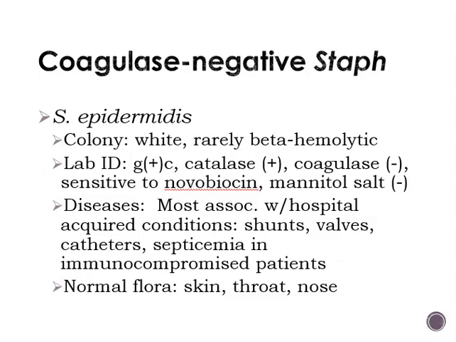Some diseases that could be associated with it. Most diseases associated with Staph epidermidis are hospital-acquired. So it can be considered a secondary invader occurring with prosthesis, shunts, heart valves, and catheters, septicemia in immunocompromised patients. So Staph epidermidis largely is just a normal skin flora. So most of the time when we recover it from a specimen or an isolate in the lab, it's going to be considered contaminant. But there are cases, especially in those patients who are immunocompromised, where it can be a pathogen.